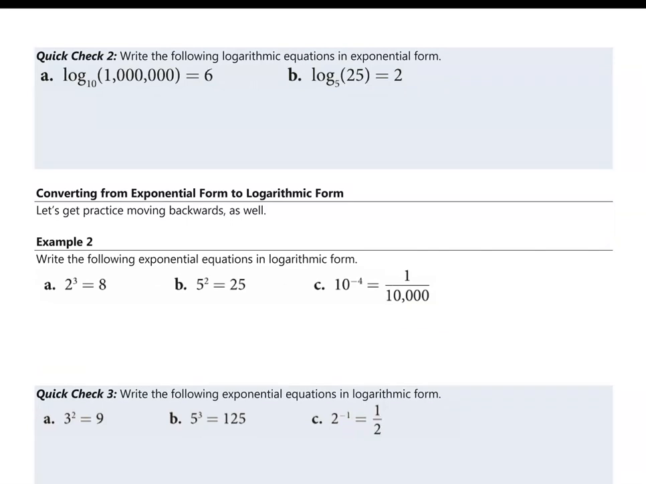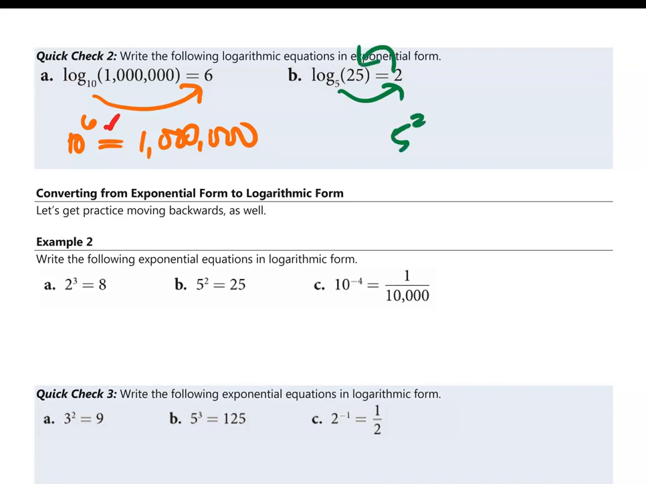Let's have another problem here. Log base 10 of a million is equal to 6. So let's rewrite that to exponential form. 10 raised to 6, that is, with 6 zeros, yes, it is a million. And log base 5 of 25 equals 2. So you can rewrite it as 5 squared, and 5 squared is equal to 25. So that is a yes.